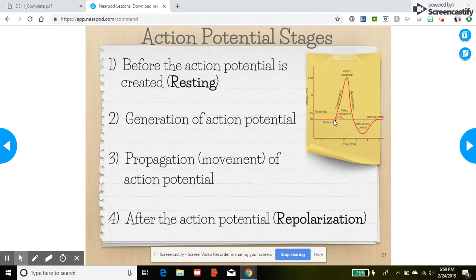So then step 2, we have the generation of the action potential. That's this big peak here. Then we have the propagation, or the movement, of the action potential. And then we have what we call repolarization. This is afterwards, getting down to our refractory period, sort of our resting state. So we rest, we generate that potential, and keep moving that forward, and then we repolarize back to resting, and the cycle will continue.